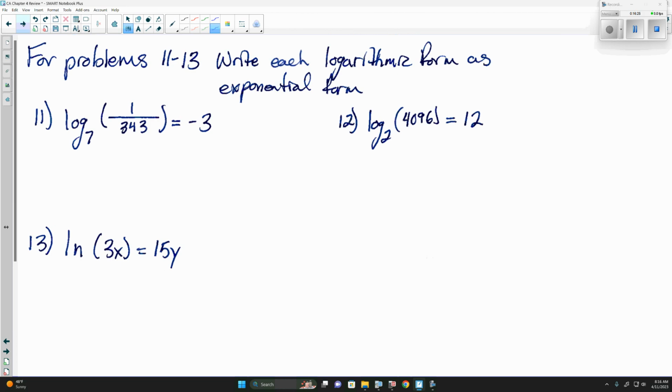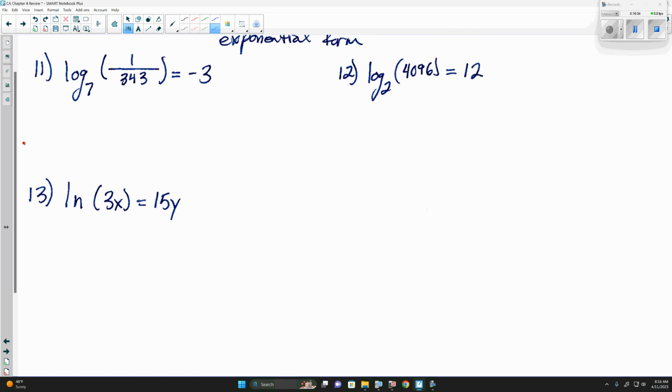Write each logarithmic form as exponential form. That is a very clunky sentence. But all we're doing is changing it from logarithmic to exponential. Now we can use our set formula that log base b of x equals y is true if and only if b to the y is equal to x. We can use this form to go from one to the other. So for this one here, we would say 7 to the negative 3 is equal to 1 over 343.